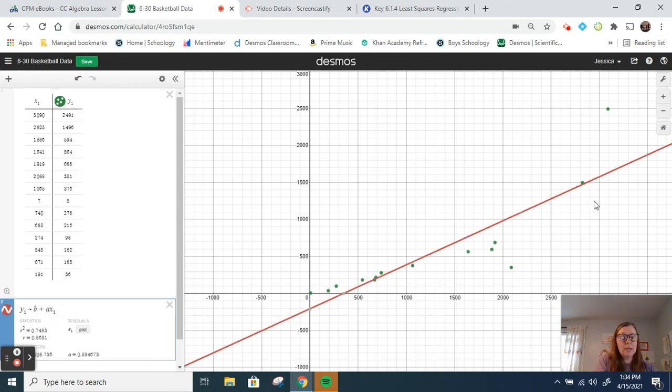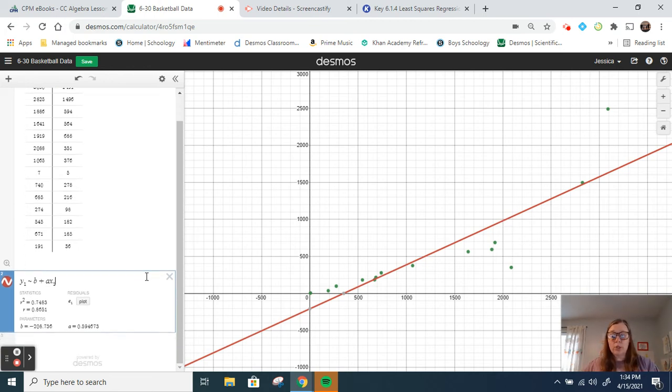Okay, and so what that does is it creates the line of best fit. Okay, so that's the line that would reduce the residuals as much as possible. Now, to get a better line, we might want to throw out these couple of outliers, but this is the line that would reduce the residuals the most.